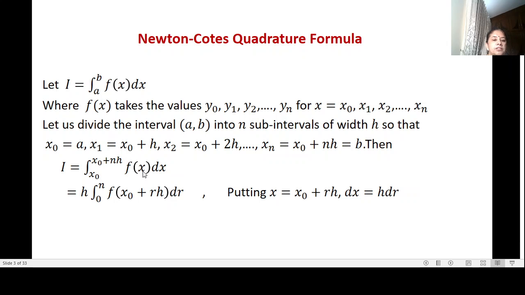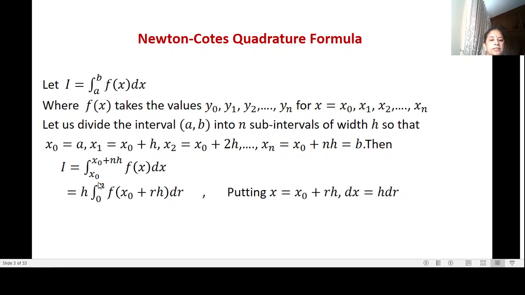Okay. Now let us put x is equal to x0 plus rh. Substitute x is equal to x0 plus rh. Then we have dx is equal to 0 plus h into dr. Differentiate x with respect to r, that is equal to derivative of right hand side with respect to r. R is a variable. So we have dx is equal to h times dr. So the integral becomes h times integral from 0 to n f of x0 plus rh dr. Here x is equal to x0 plus rh.